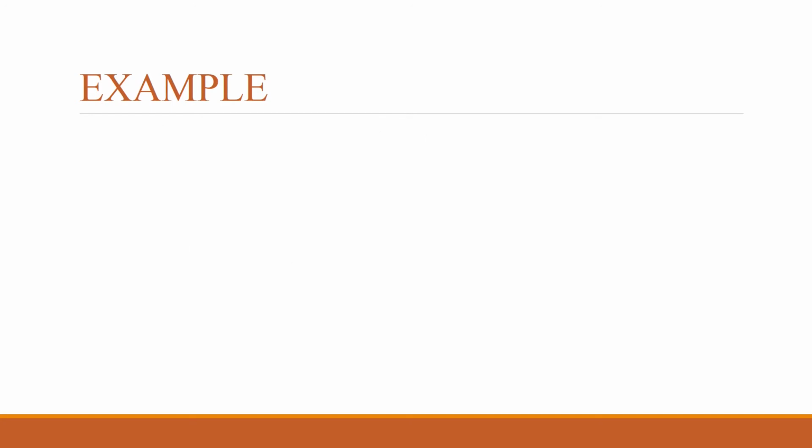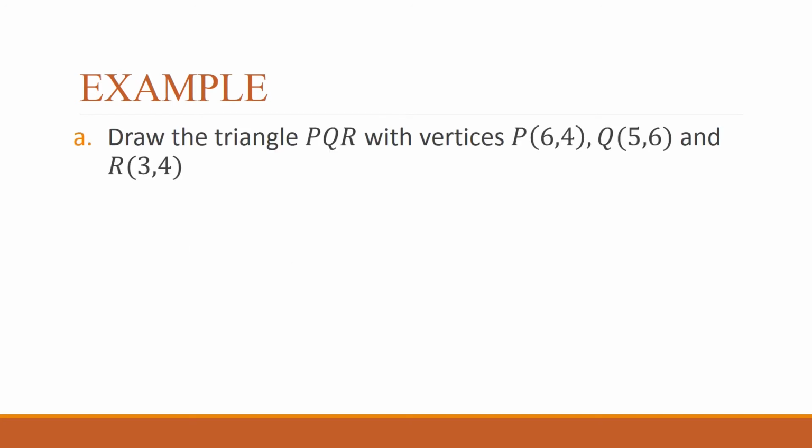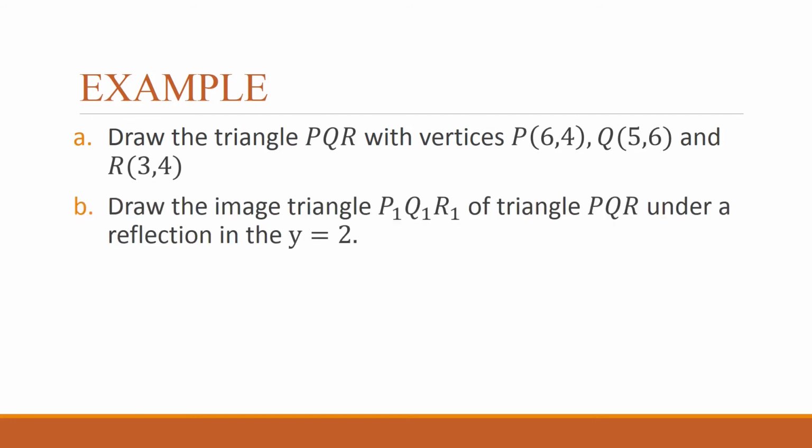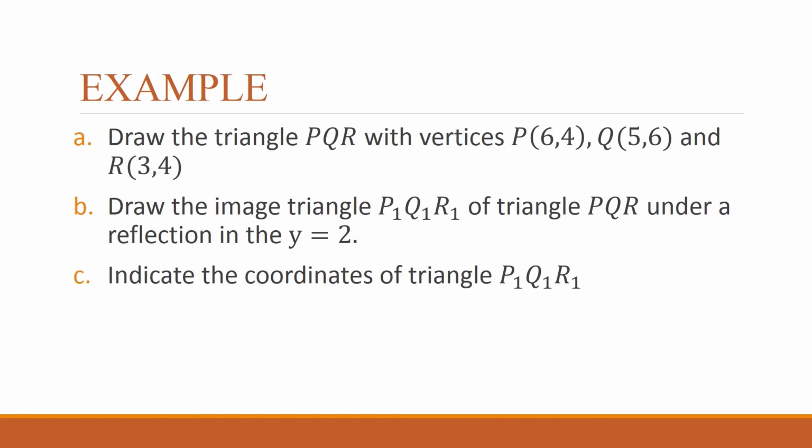Now let's look at an example. In this example, you have to draw the triangle PQR with vertices P (6, 4), Q (5, 6), and R (3, 4). And also you have to draw the image triangle P1Q1R1 of triangle PQR under a reflection in the line y equals 2. And lastly, we are also to indicate the coordinates of the triangle P1Q1R1.